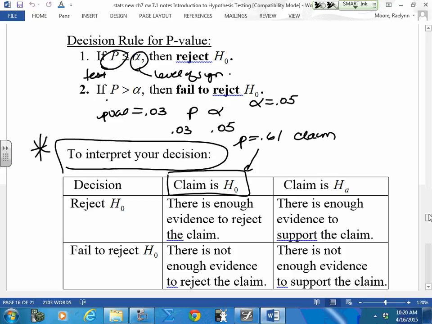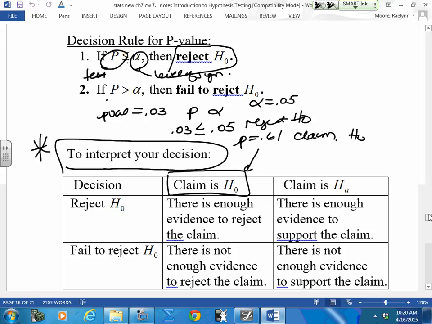0.03 compared, it's less than. So it's less than or equal to. That means my decision is to reject the null statement. This happens to also be my null. So, when your claim is your null, and you rejected your null, here's your interpretation.